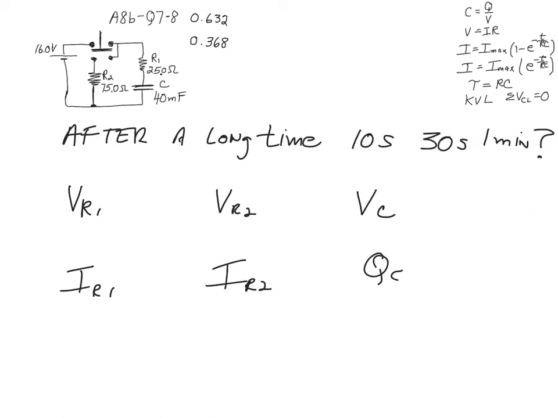And the last 6 questions are, after a long time, what will these 6 values be? And what is a long time? Is 10 seconds a long time? 30 seconds? A minute? So 10 seconds would be 10 time constants. That's going to be pretty close to the final value. But remember, it never gets there. But certainly after 30 time constants, I think even after 10, we can calculate and see. To 3 significant figures, will it be the final value? So anyway, write down the final values, and then we'll come back and check that.